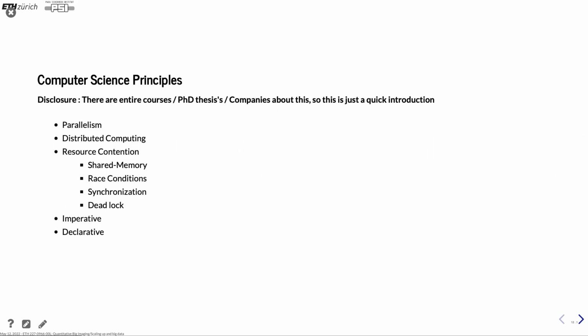And now we are going to switch over to some computer science principles. The topics we are going to talk about are parallelism, what it is, distributed computing, resource contention, shared memory, race conditions, synchronization problems, and deadlock. Actually, all these come together as a big bunch of problems. And then there are also two ways of programming, imperative and declarative.